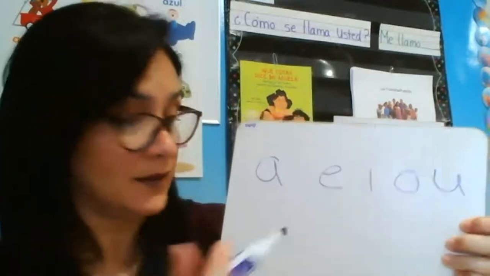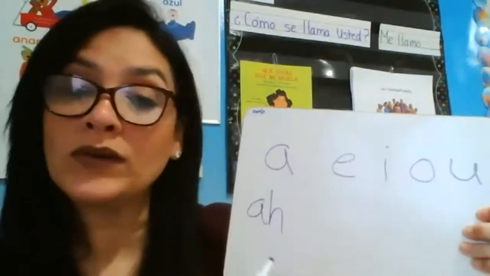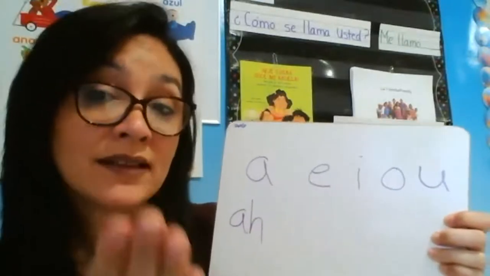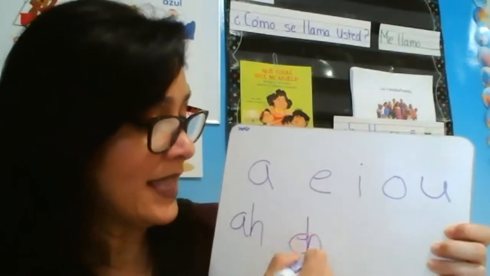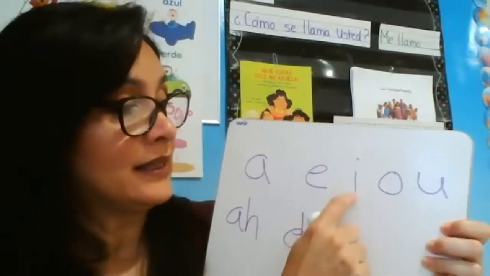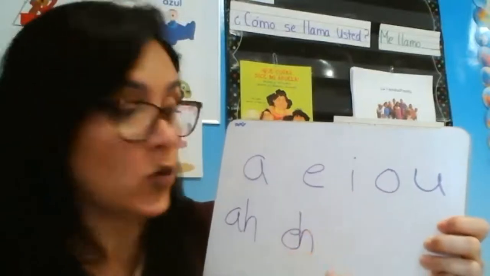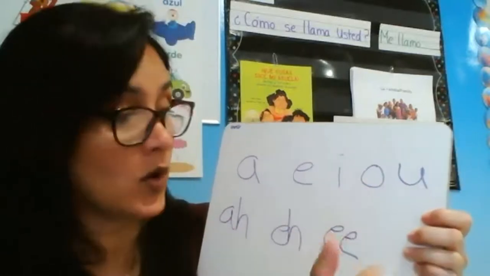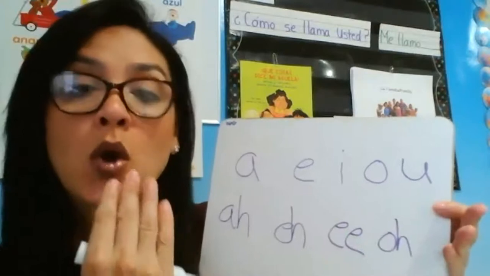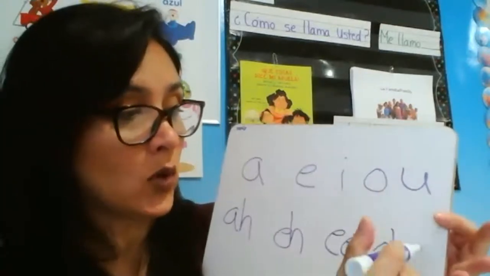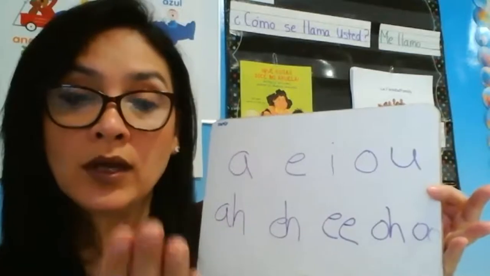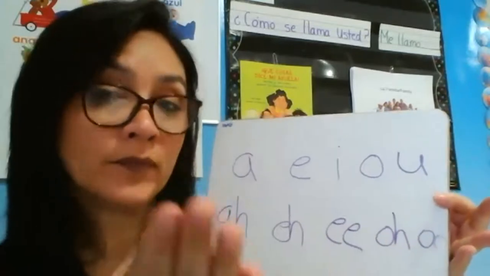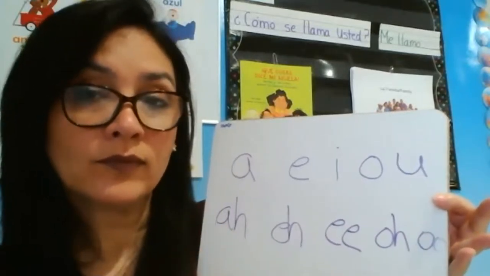A. Recuerda, remember that the A always says A in Spanish. A. E. The E always says E. The letter I always says E. The O always says O. And the U always says U. A, E, I, O, U. Muy bien.